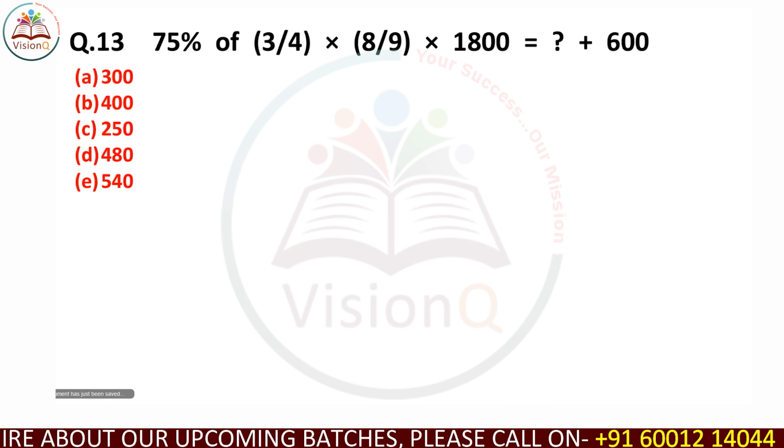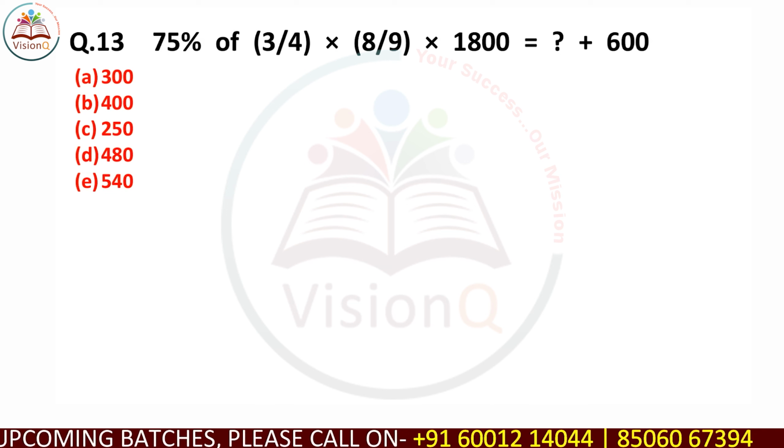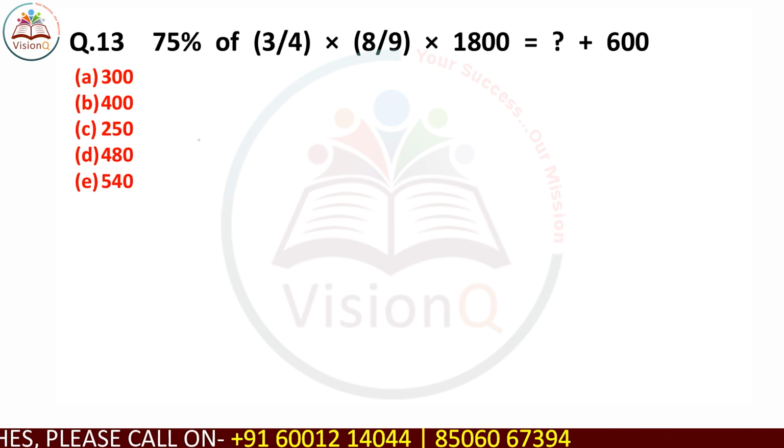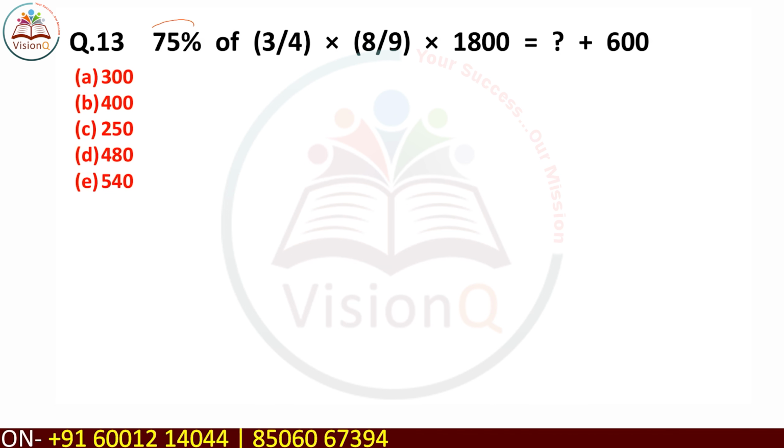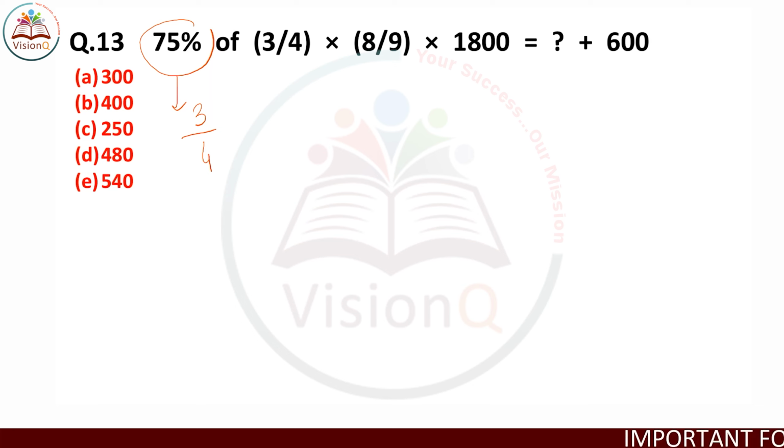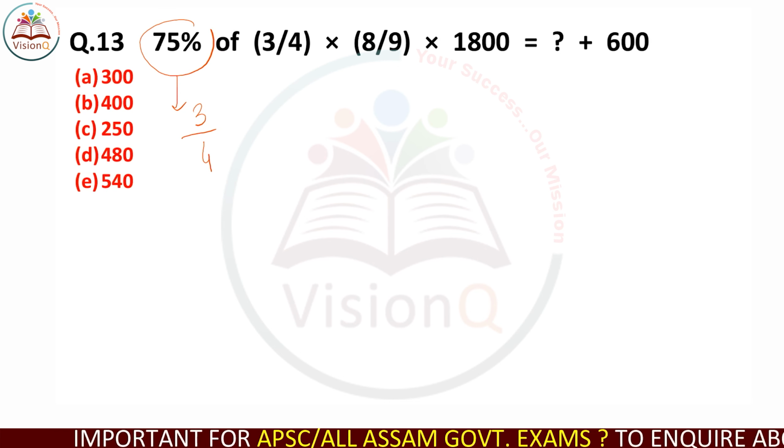So students, next in front of you is question number 13. Again a question of simplification. Okay, 75% means 3 by 4. So percentage to fraction values are very important in questions of simplification. You should know these values. 80% is 4 by 5, isn't it? 20% means 1 by 5. And 75% means 3 by 4.